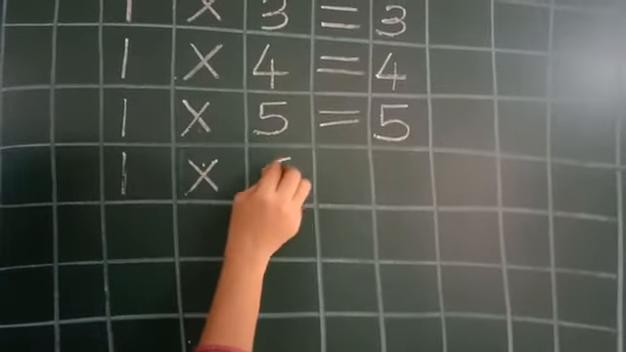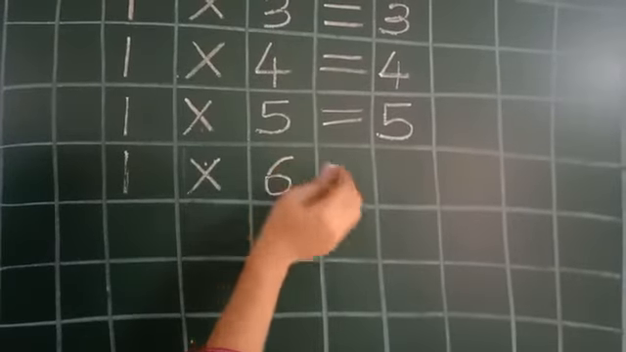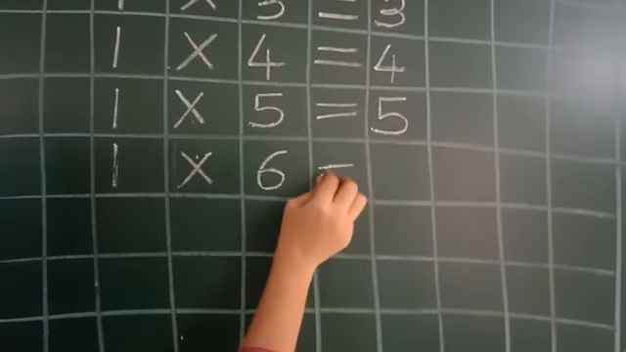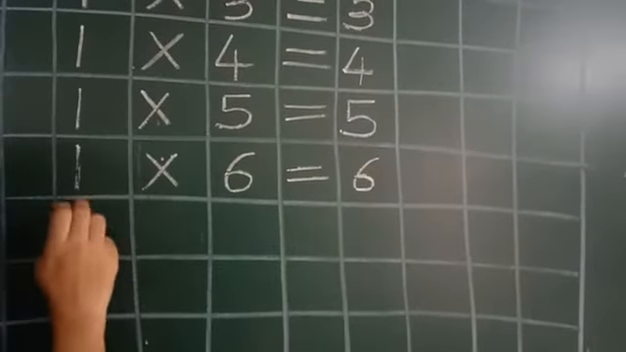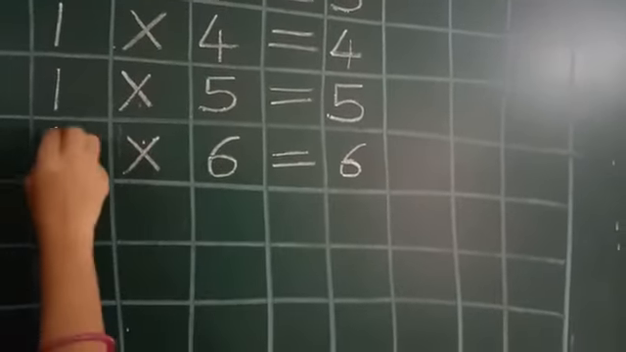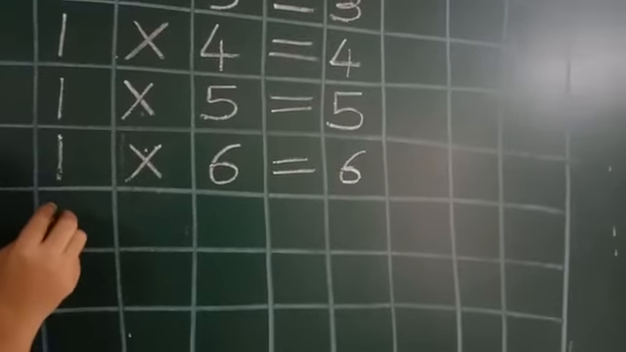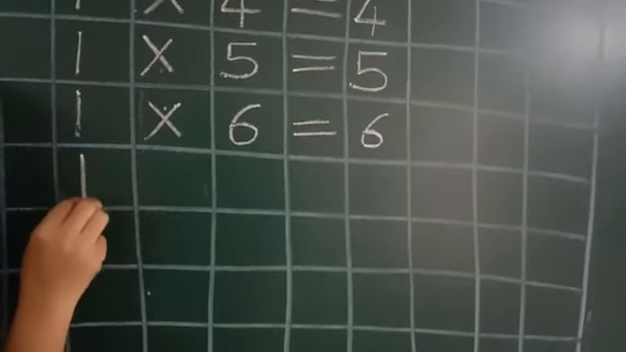Multiply 6 is equal to 6. 1 six za 6. Write in the proper box 1.